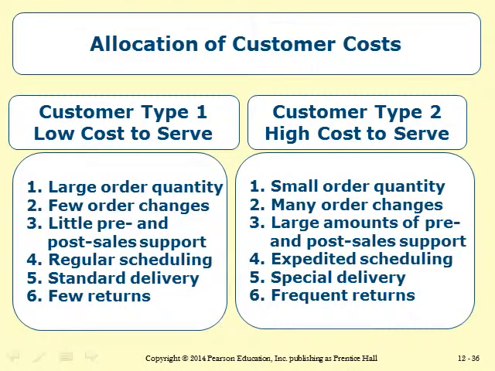And so this gives us an idea of the profile of low and high cost to serve customers. So with customer type 1, we have low cost to serve, large order quantity, fewer order changes, little pre and post sales support, regular scheduling, standard delivery, and few returns. So we can see that those all collectively would result in a lower cost to serve versus customer type 2, which has small order quantity, so perhaps there are multiple setups. Many order changes, so perhaps there are a lot of specific custom changes.